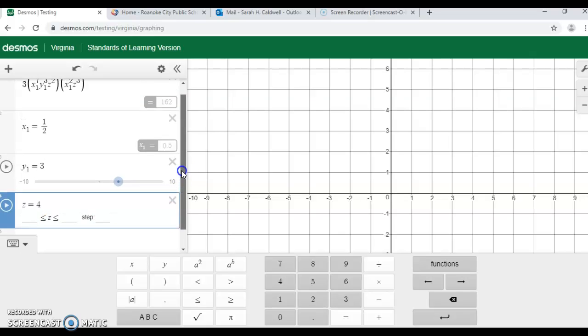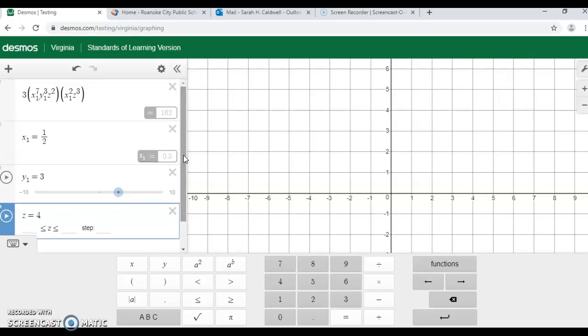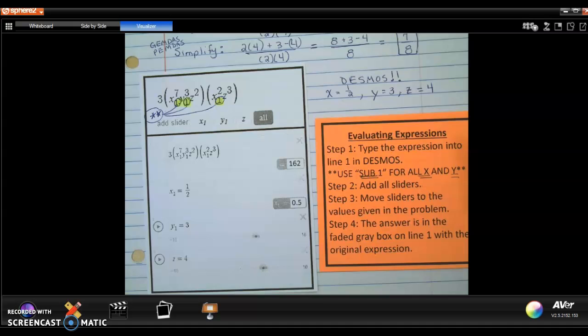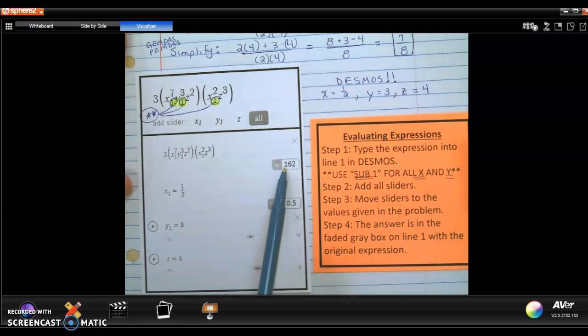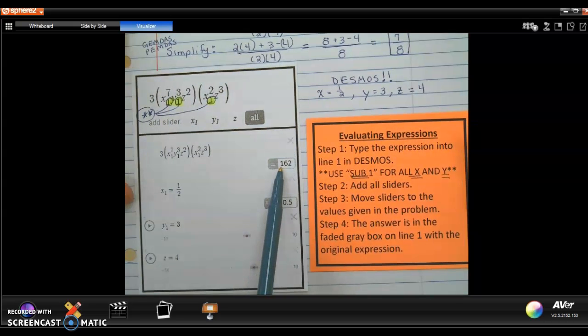Now if I move up, I have got my replacement values in there, and so my answer is 162. So we have just done that on the Desmos screen. So our value, our answer is 162.